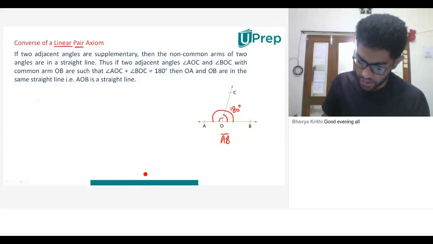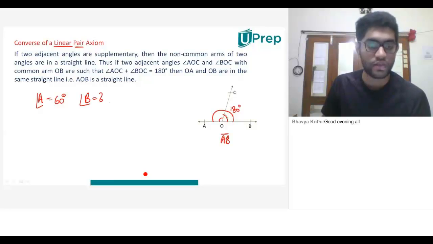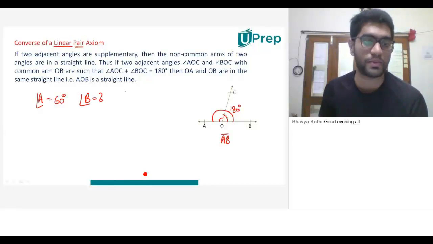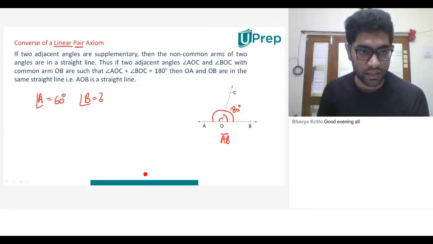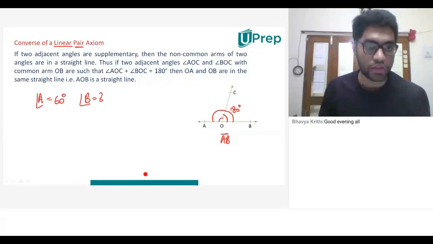If I just tell you that angle A is say 60 degrees and what is angle B, given that both of them are supplementary, then what does angle B become? It becomes 120 degrees. But what if I tell you angle A is 60 degrees, what is angle B, given that both of them are complementary? What does angle B become now?